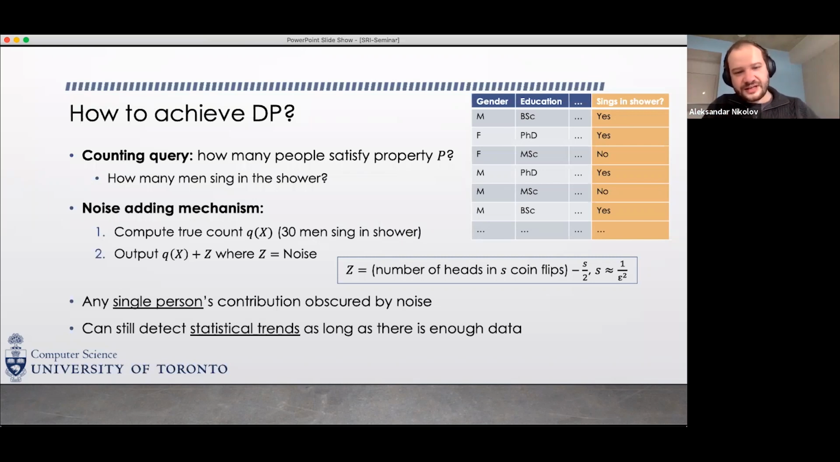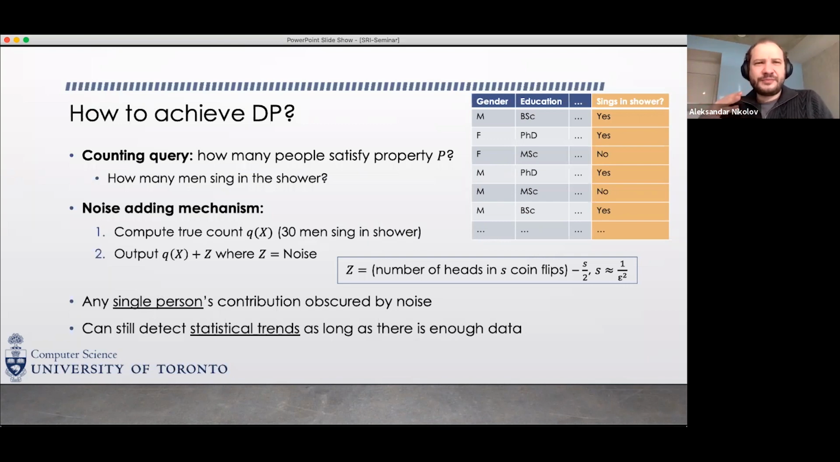And what this achieves is that any single person's contribution to the number that you're outputting is obscured by the noise. Basically, if you have an attacker who maybe even knows everything in the data except the row that corresponds to you, even such an attacker, when they see this output, what they'll see is the one bit that says whether you sing in the shower or not, plus the random noise.